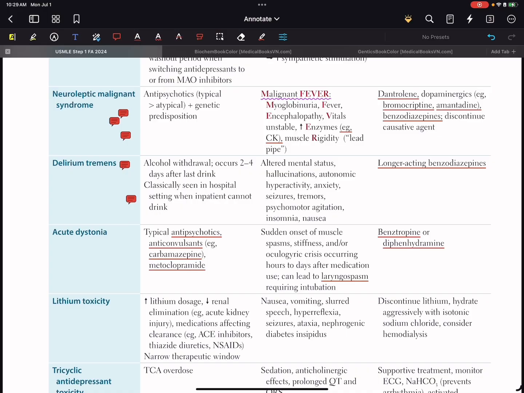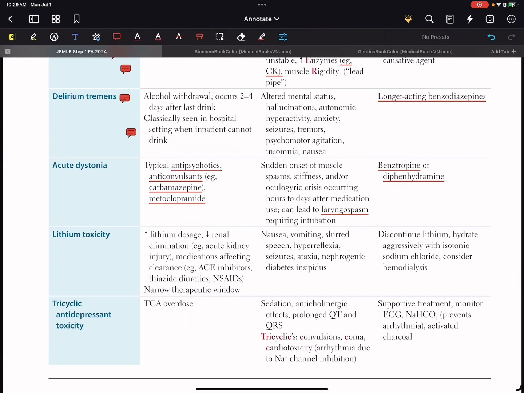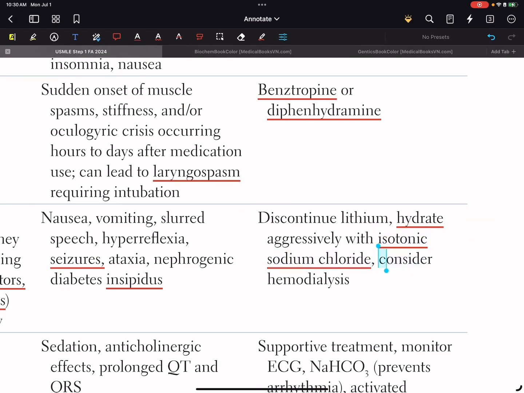Okay, lithium toxicity: increased lithium dosage or decreased renal elimination due to acute kidney injury. Medications affecting clearance are ACE inhibitors, thiazides, and non-steroidals, remembered as TAN: T for thiazide, A for ACE inhibitors, and N for non-steroidals. Symptoms are nausea, vomiting, slurred speech, hyperreflexia, seizures, and ataxia, and nephrogenic diabetes insipidus. Treatment is to discontinue lithium, hydrate aggressively with isotonic sodium chloride, and consider hemodialysis.